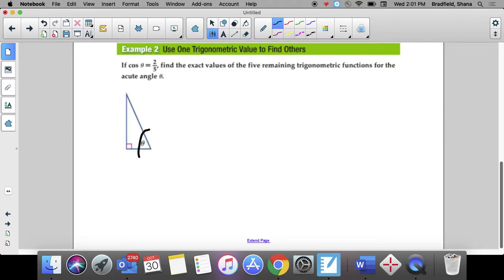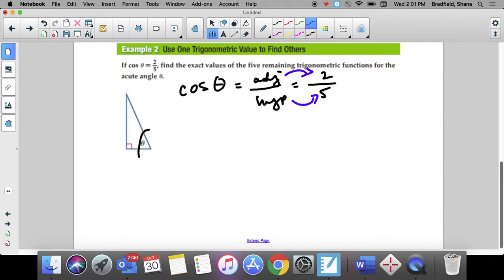So cosine theta is equal to adjacent over hypotenuse, and we have 2 over 5. So that tells me I'm going to let the adjacent side be 2 to theta and the hypotenuse be 5.